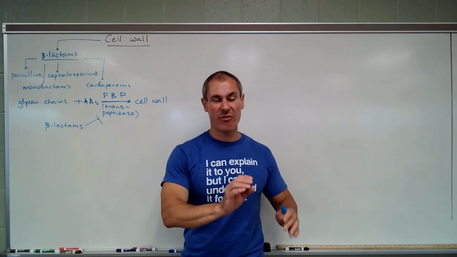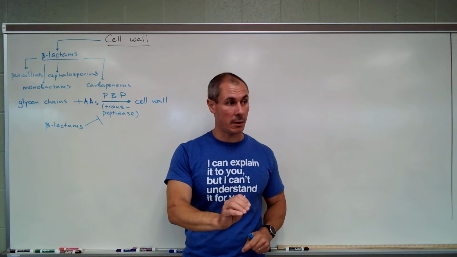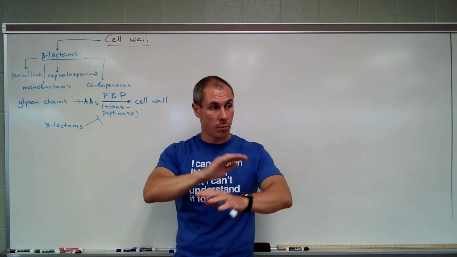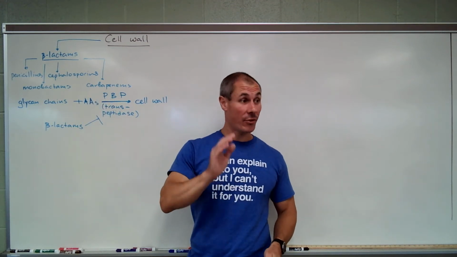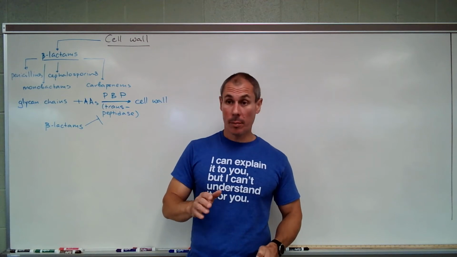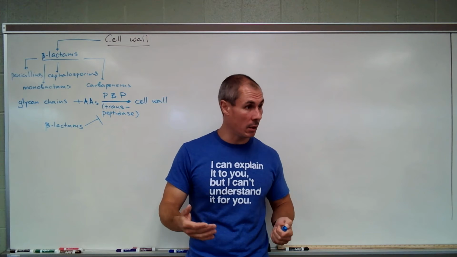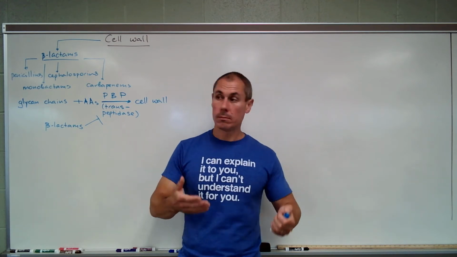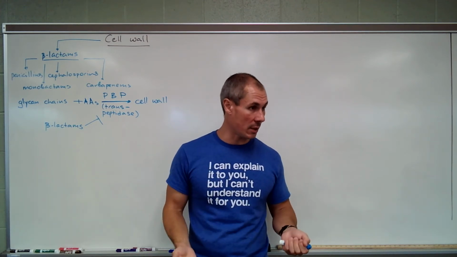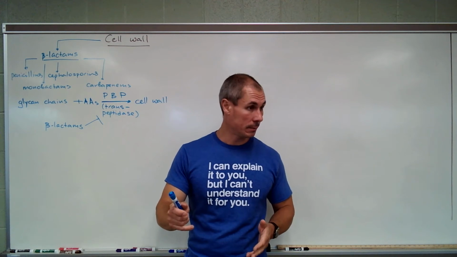Monobactams, very specific to gram-negatives. Carbapenems, broad spectrum. All act through the same mechanism, but these chemical differences, besides the beta-lactam ring, determine the spectrum of action and all that kind of stuff. Are we clear? Make sense?